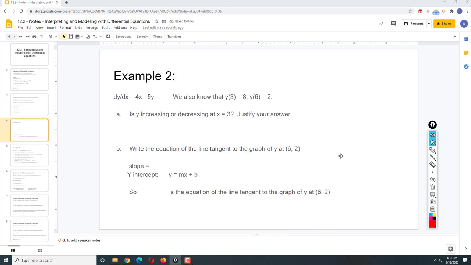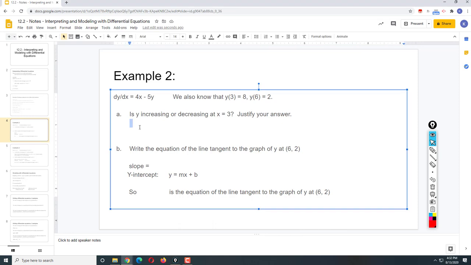Example 2. dy over dx is equal to 4x minus 5y. We also know that y of 3 equals 8, y of 6 equals 2. A. Is y increasing or decreasing at x equals 3? Justify your answer. Well, we know that y is increasing when the slope is positive, so the first derivative is positive. Y is decreasing when the first derivative is negative.